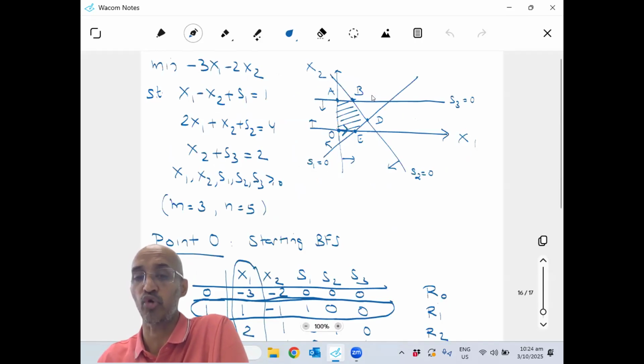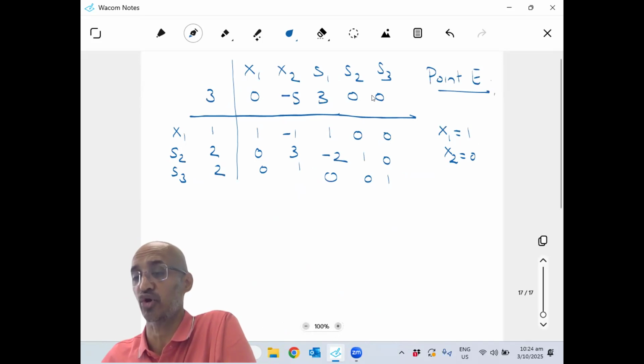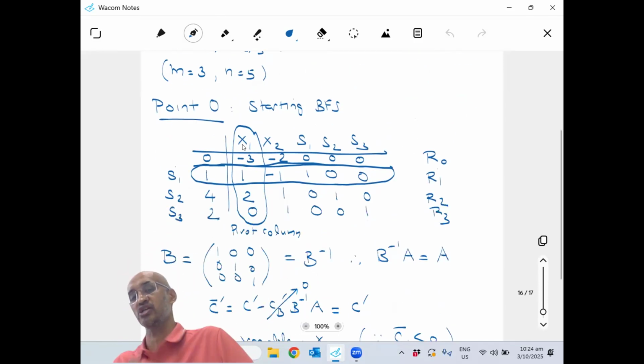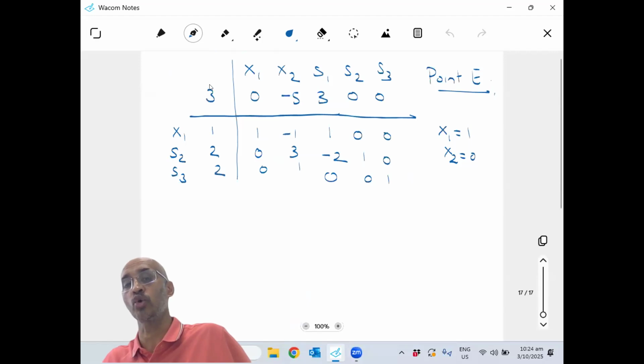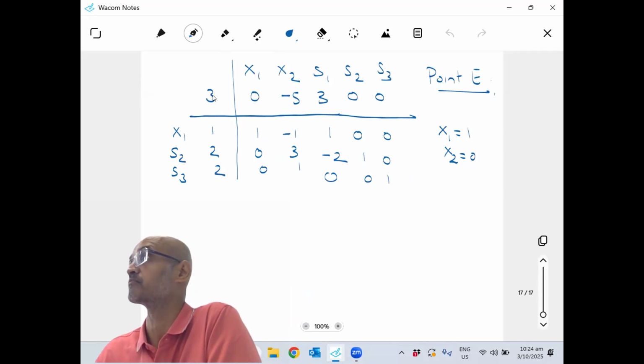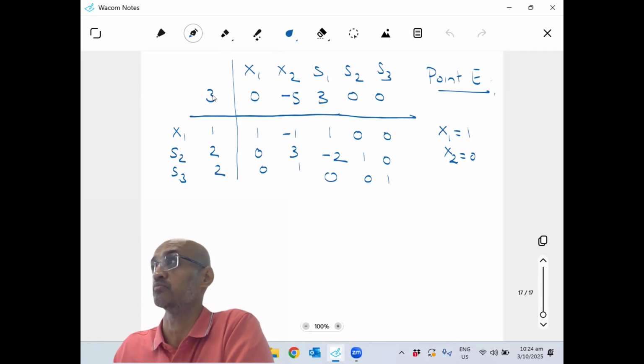So what is this point? Initially my point was O. This is the point E. So we have now moved to point E. And have we done a better job in our objective? Yes, because originally my objective was 0. Now I chose to move in a direction where the reduced cost was negative. So my objective has now actually gone down to minus 3. This is always the negative of the actual cost, so my true objective is minus 3. So I've gone from 0 down to minus 3. I have improved my objective function value.